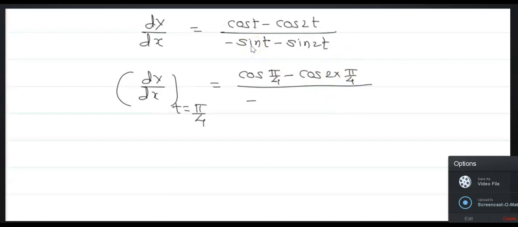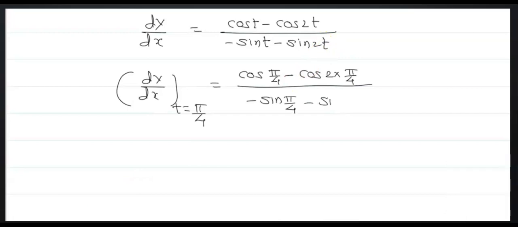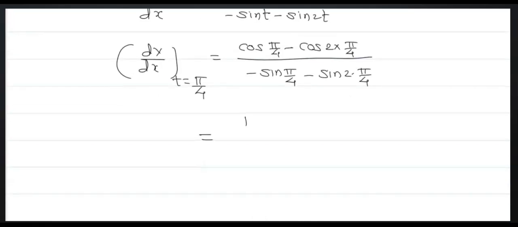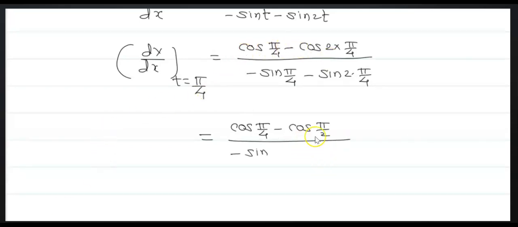Sin of pi by 4 is 1 upon root 2. And sin of 2 into pi by 4 means what? Sin of pi by 2. Sin of pi by 2 is 1. Now see this here. Therefore, you will get cos of pi by 4, the 2 gets cancelled, minus cos of pi by 2 upon minus sin of pi by 4 minus sin of pi by 2.